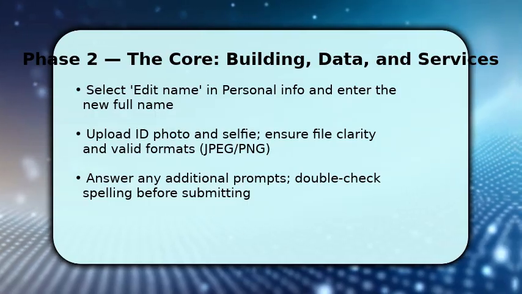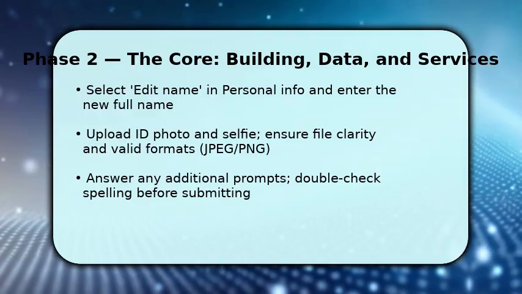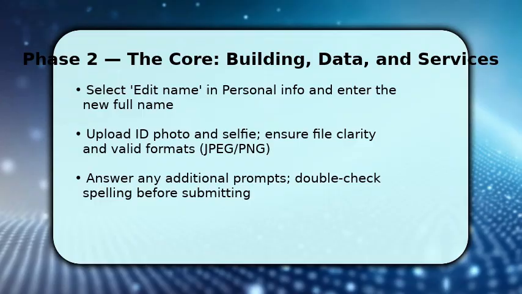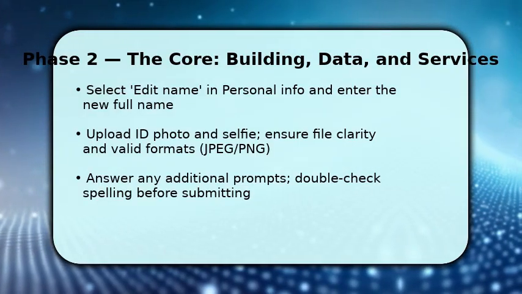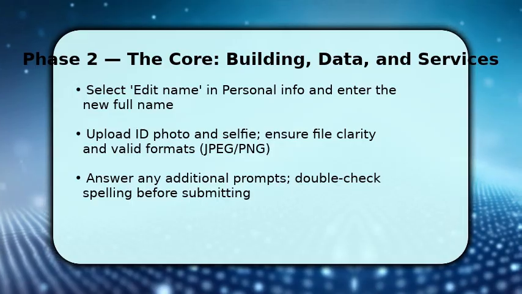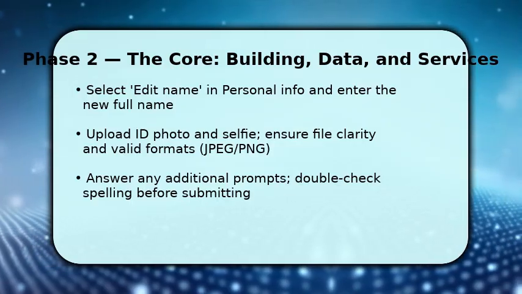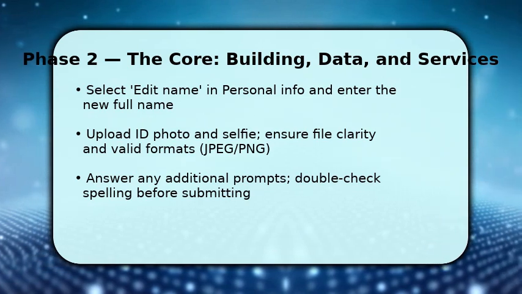Then upload the ID photo and your selfie. Google requires both to match, so clarity matters. Once uploaded, follow prompts. Confirm DOB, address, or other fields if requested, because missing data delays approval. Before you hit Submit, recheck spelling and spacing. You control speed here, but accuracy speeds approval and reduces back and forth with support.